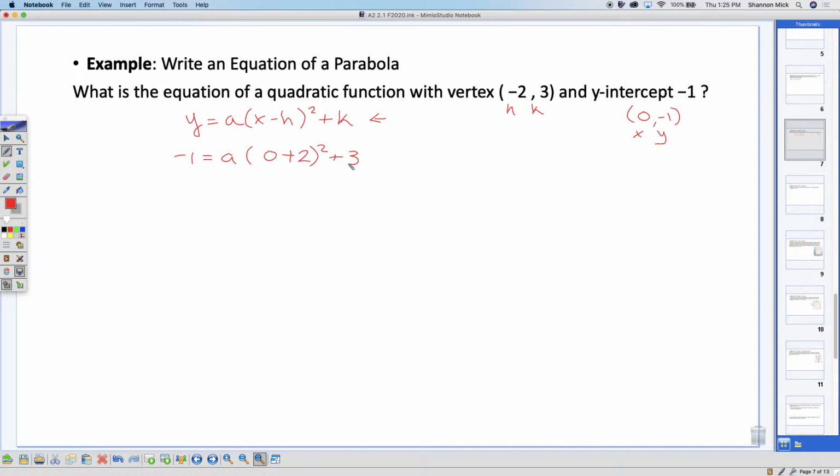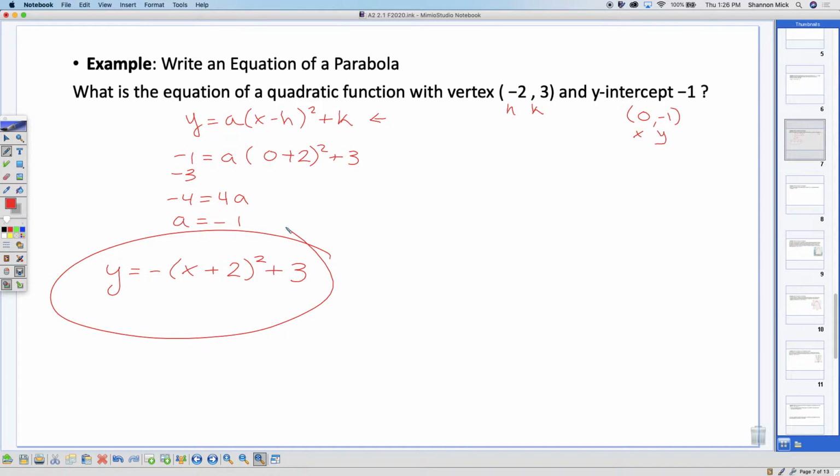You notice I don't have plus or minus a on there, because when we do this calculation, that comes out in the math. So don't put the plus or minus there. It just will mess you up trying to deal with it. Okay, so 2 squared is 4. Subtract 3, so -4 equals 4a, so a equals -1. So y equals -(x plus 2) squared plus 3. And there's my answer, which you had to do in your homework last night.